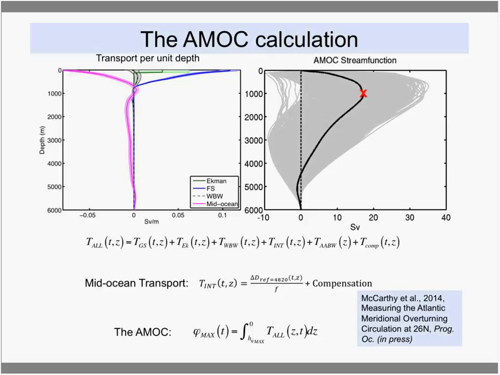For the AMOC, we sum these components together and integrate them vertically to create a transport stream function. To define the AMOC, we take the maximum of this transport stream function, which is the stream function shown on the right-hand figure with the mean, and the red cross is the maximum of this overturning stream function. It is at about 1,000 meters depth and is around 17 or 18 Sverdrups.